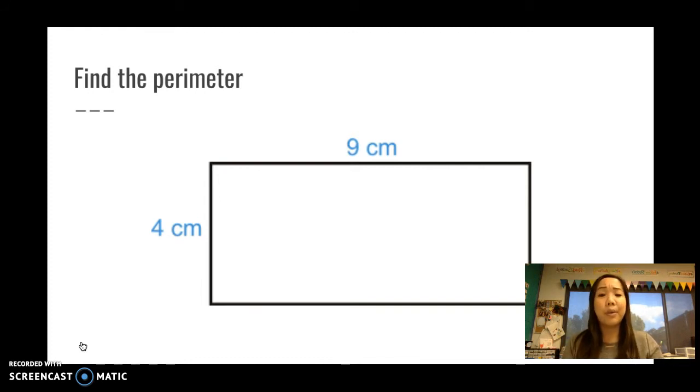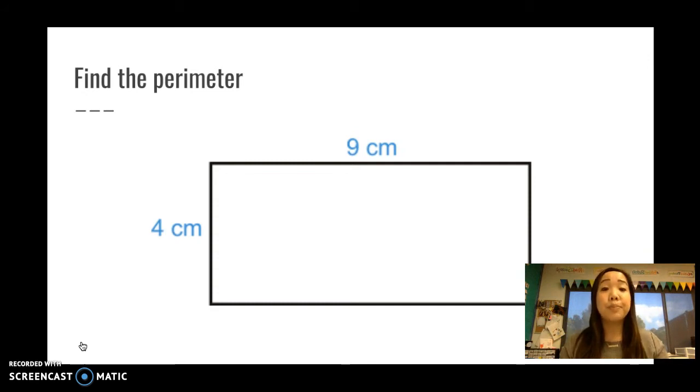Now, there are a couple other ways that we can do this that's a little bit more efficient for us, instead of having to add up all the sides. If I know that my length is 9 centimeters, I can multiply my length by 2, and I can multiply my width by 2. So 9 times 2 is 18. 4 times 2 is 8. I'm going to add up those partial products because 18 plus 8 is 26.